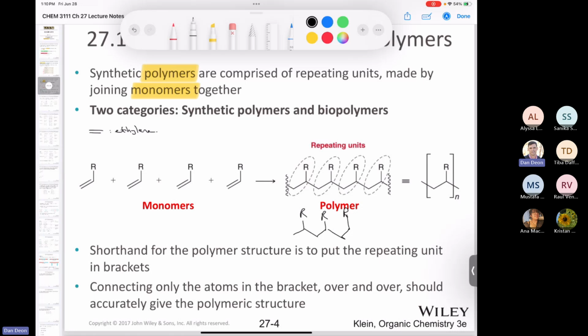So you just connect, and there you go. You, my friend, just drew a polymer. That's all there is to it. So we just eliminate the pi bond, is all we're doing.